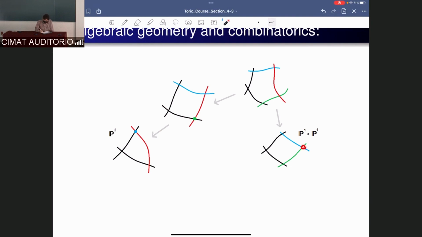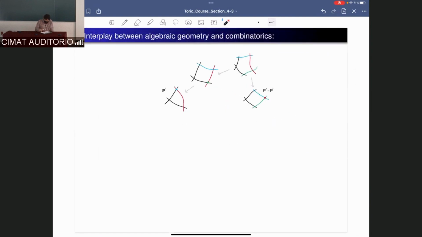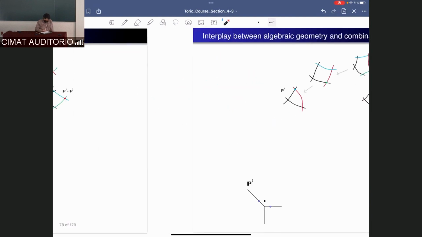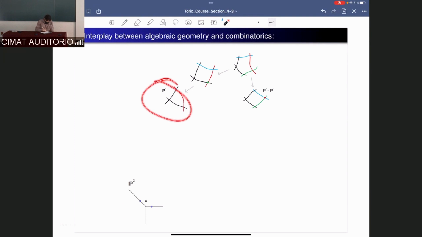You can contract that one, and one checks that you get P1 cross P1. The cartoon is saying that the claim is that you get P1 cross P1, but now this is the point. This picture is all toric. So this guy is this guy.